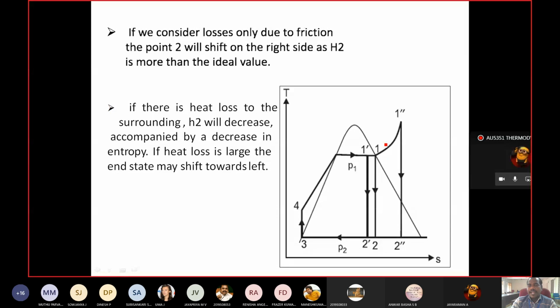So because of the losses, there will be a shift in state 2, right? If a heat loss is also to be considered, H2 will decrease, accompanied by a decrease in entropy. So again there is a shift. If the heat loss is large, the end state may shift towards the left. So it is possible to shift towards the right side.